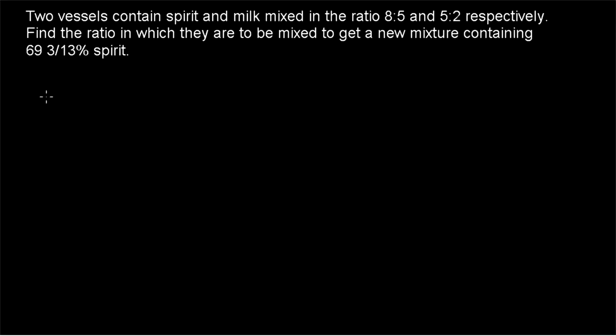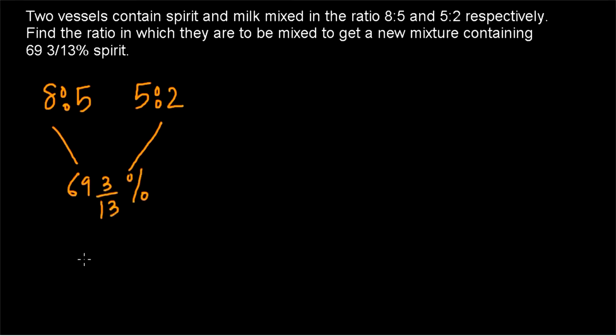Two vessels contain spirit and milk mixed in the ratio 8:5 and 5:2 respectively. Find the ratio in which they are to be mixed to get a new mixture containing 69 3/13% spirit. So same kind of question. We are having two vessels. The spirit and milk are mixed in the ratio of 8:5 in the first vessel, and they are mixed in the ratio of 5:2 in the second vessel, and they are mixed together in order to form a mixture containing 69 3/13% spirit.